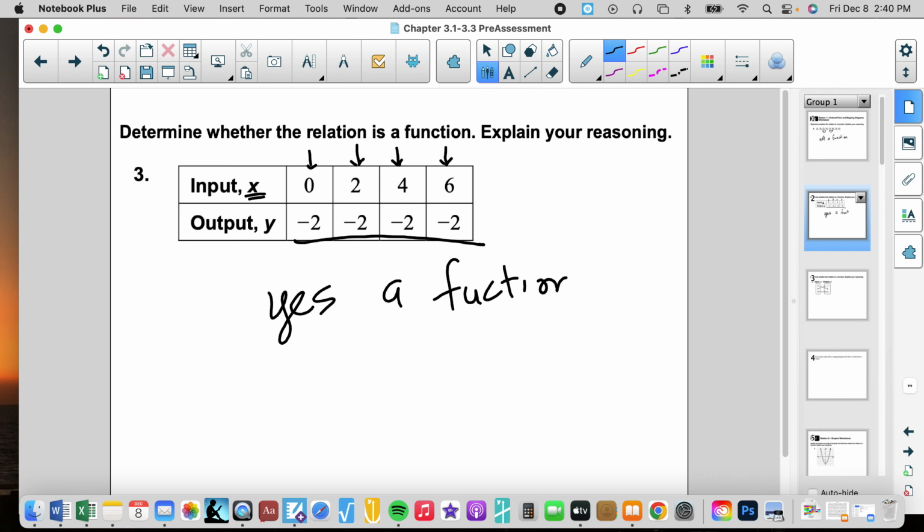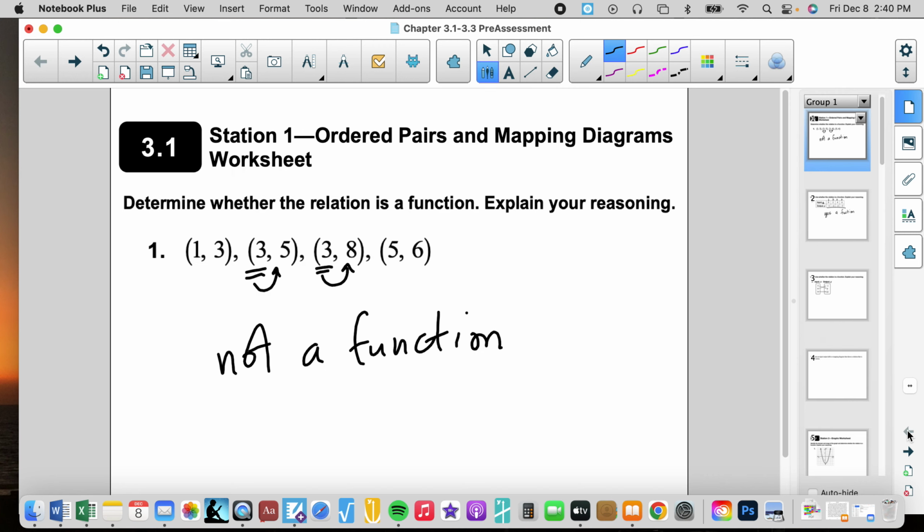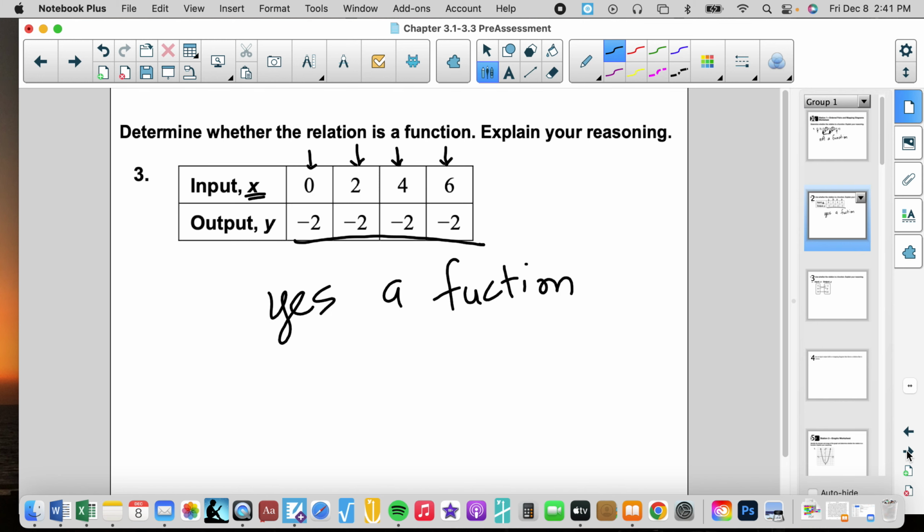If we go back, we're looking at our inputs, and I notice, oh, I have the same input. So when I have the same input, I now look at the output. That's the only time I look at the output. And I notice here in this situation that the outputs are different, so that's why I'm making that decision that it's not a function. Here, I don't repeat, so I don't have to look at the output. I'm not concerned about the output because no input ever repeats.